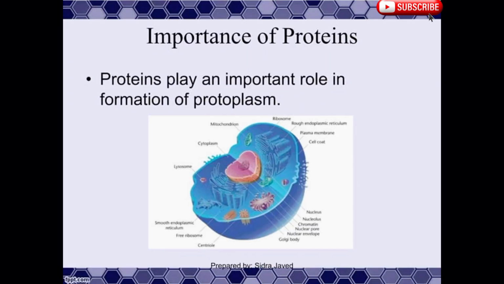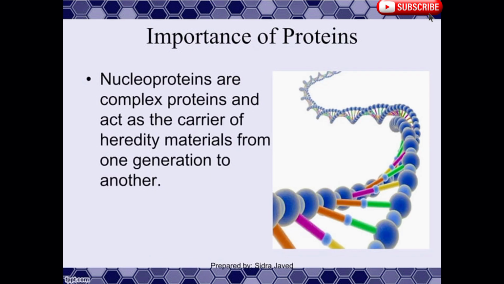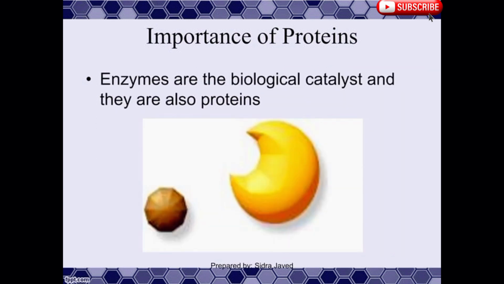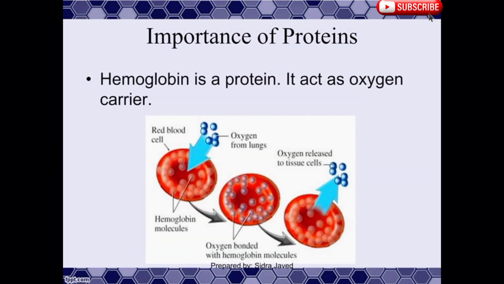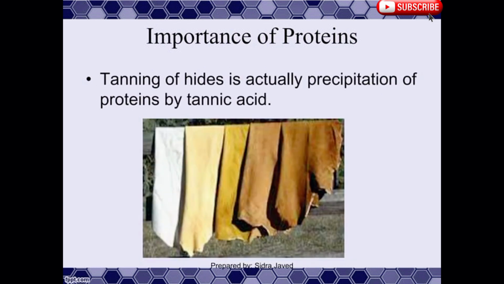So proteins play an important role in the formation of protoplasm. These are the functions of protein. The nucleoproteins are complex proteins and act as carriers of hereditary material from one generation to another. All enzymes are proteins and they perform the function of speeding up chemical reactions without being used up in the process. Proteins also transport oxygen to all cells of our body.